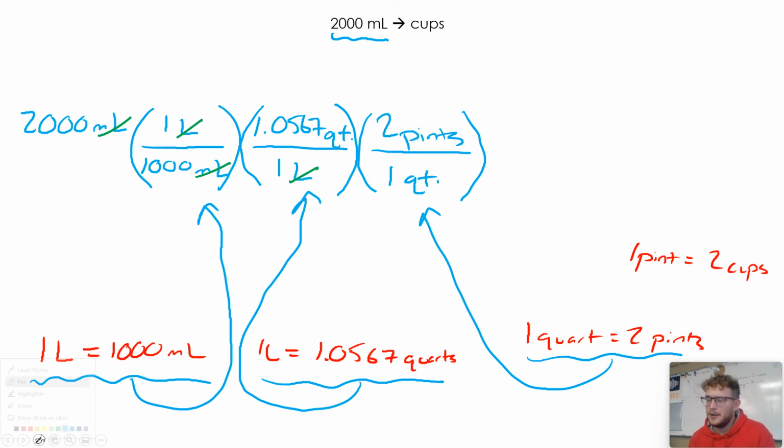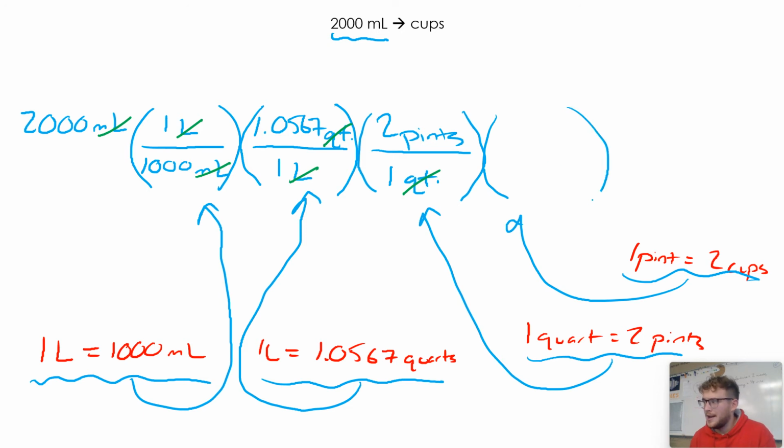And now at this point, I've got my quarts canceling. All right, and then I've got one last conversion to get to cups, and that's that 1 pint is 2 cups. So I got to draw one last conversion, and that's that 1 pint, and I put that on the bottom because I need pints to cancel, to 2 cups. All right, so catch this.